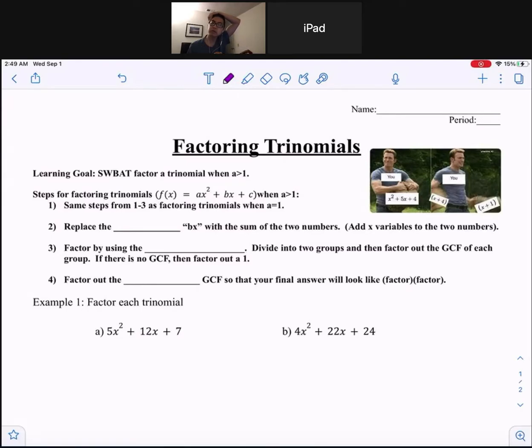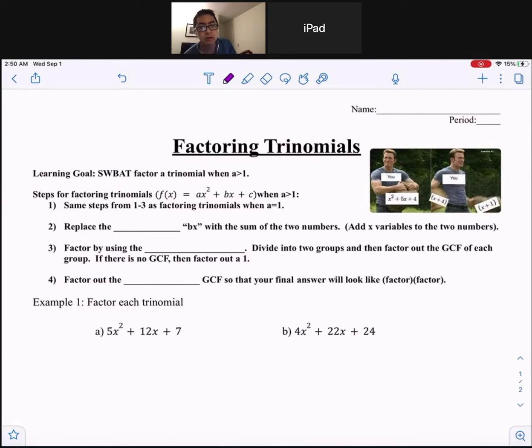Today we will be going over factoring trinomials, and we are going to be looking at when a is greater than 1. So, learning goal: students will be able to factor a trinomial when a is greater than 1, meaning the first coefficient is not 1, okay? So, steps for factoring trinomials, f of x equals ax squared plus bx plus c when a is greater than 1.